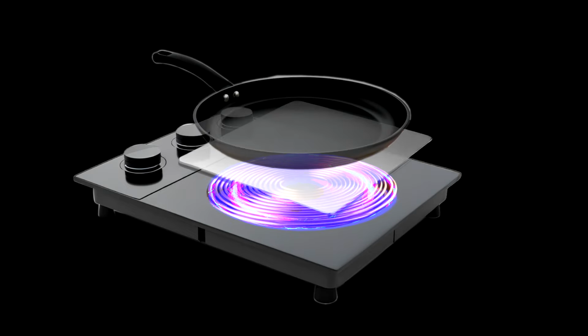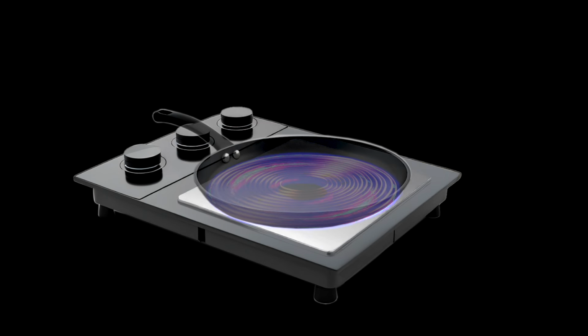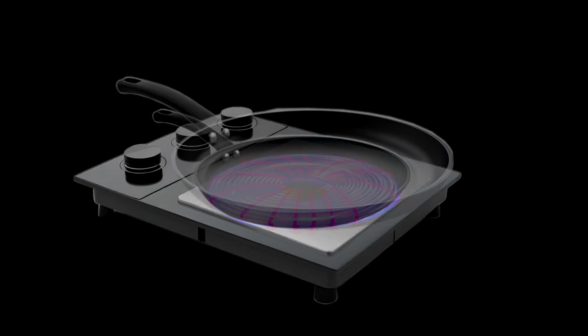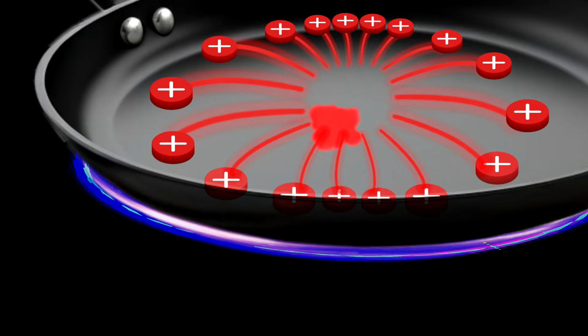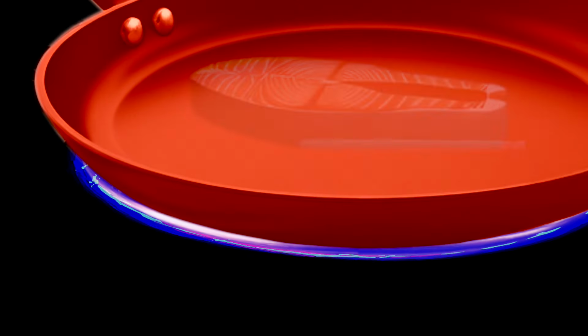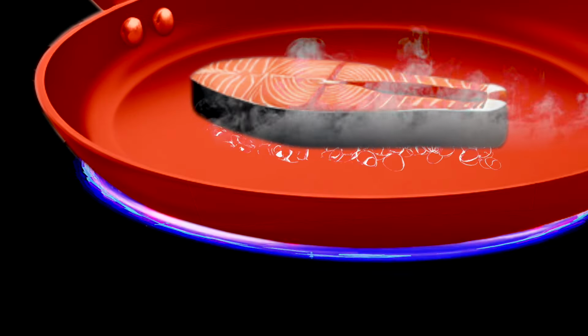When a compatible pan, typically made from a magnetically responsive material like iron, is placed on the hob, the magnetic field induces small electric currents within the pan. Because iron is a poor conductor of electricity, these currents, known as eddy currents, cannot dissipate easily through the material and are instead converted into heat via a process called Joule heating.